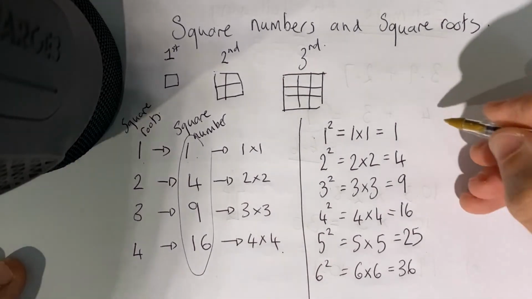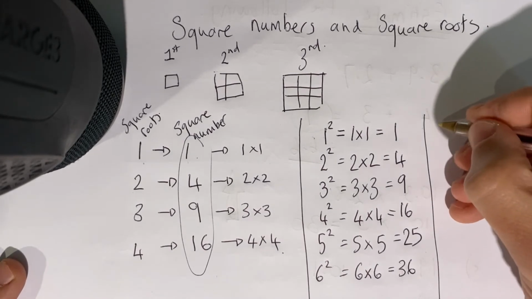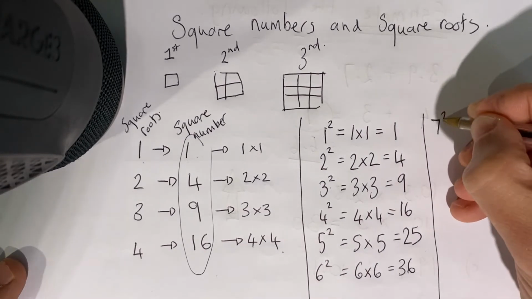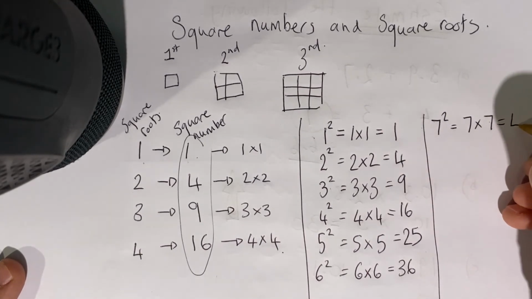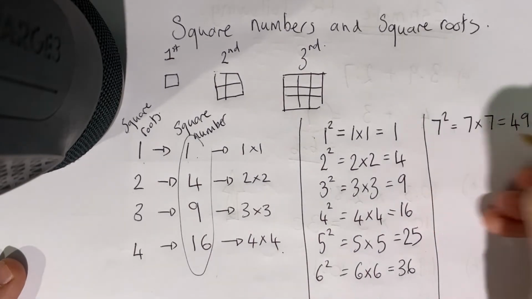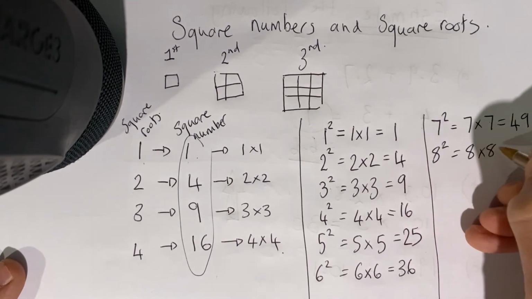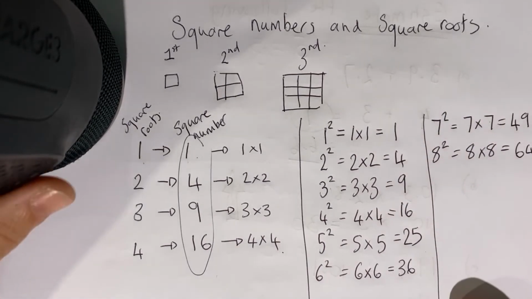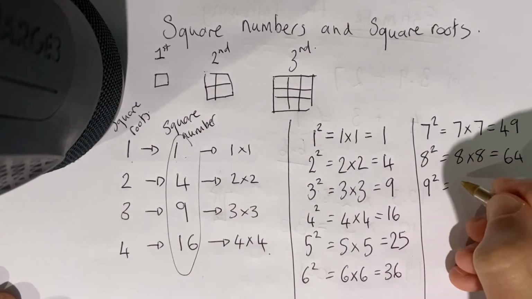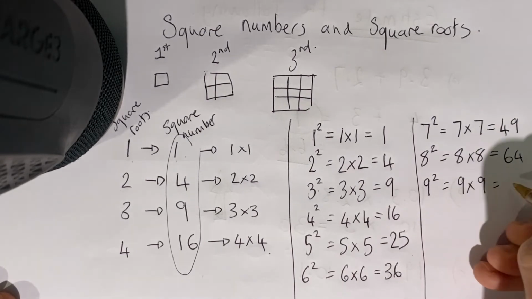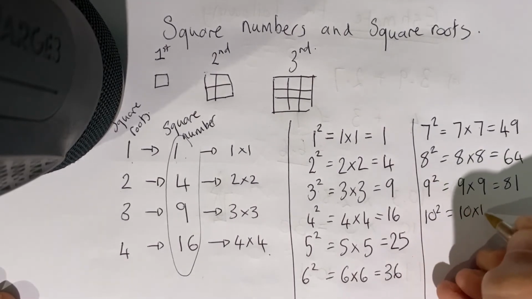I'm going to continue because you're required to know up until 12 squared. So I'm going to write all of these down. I don't expect you to write them down as well right now, but just know that they're worthwhile remembering and they will help you out in the future. So we've got 7 squared is 49. 8 squared is 8 times 8 equals 64. 9 squared equals 9 times 9 equals 81. 10 squared equals 10 times 10 equals 100.